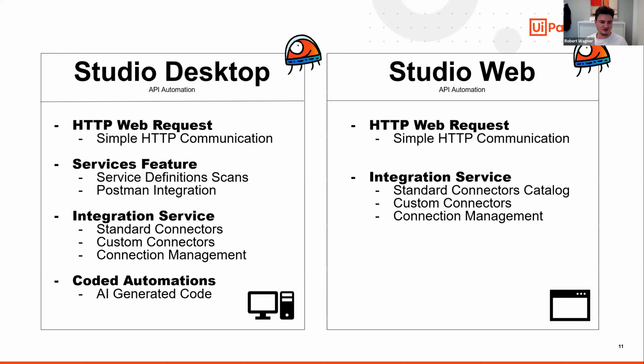On top of that, Integration Service allows you to do connection management and also more governance and stuff like that. So you don't need to hand over secure strings to your automation engineers anymore. You can set up a connection, for instance, which then can be used by others in their automations. And last but not least, I will show you also the coded automations. This is AI-generated code, but I will show you how you can generate your own clients very simply with our new approach, coded automations, in case you haven't seen that.